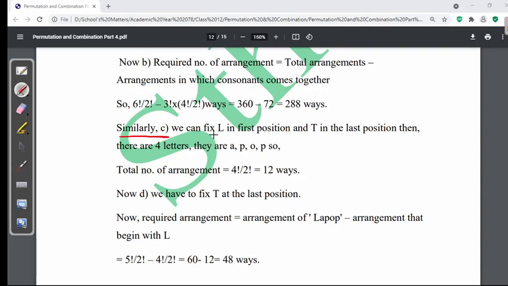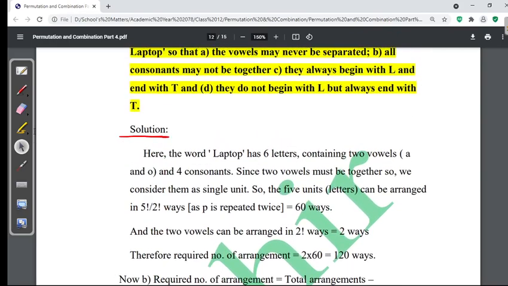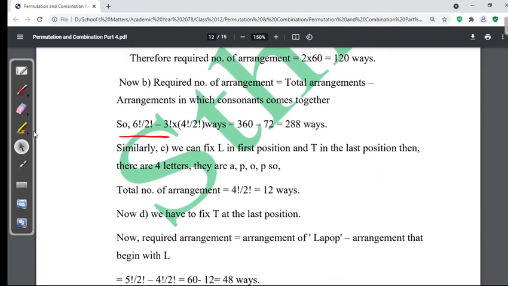The third part, let me check one word in the third condition. Third condition: begin with L and end with T. In this case, here we can see we fixed L in the first position, T in the last position. There are 4 letters. They are A, P, O, P.